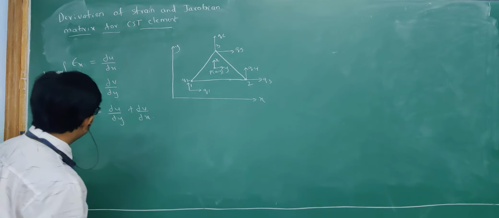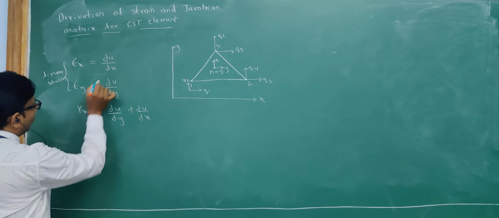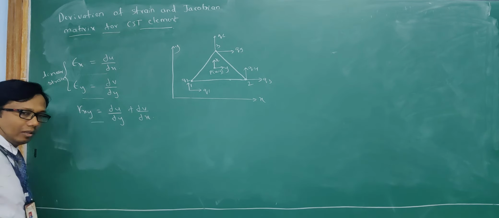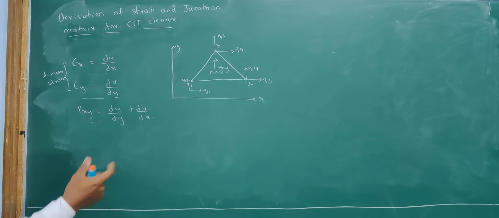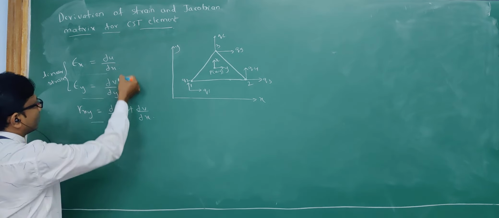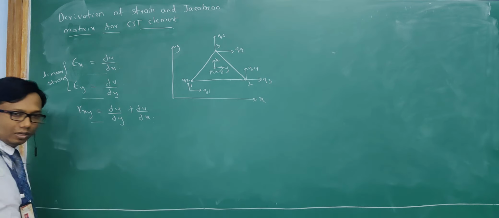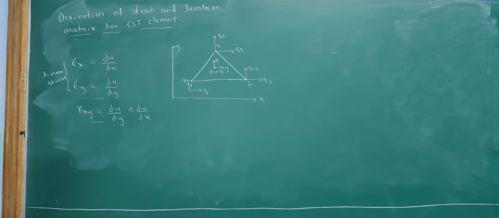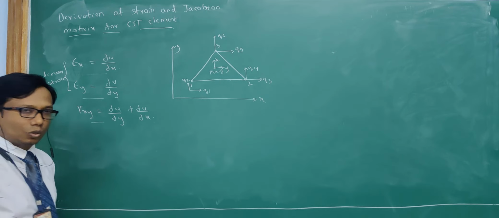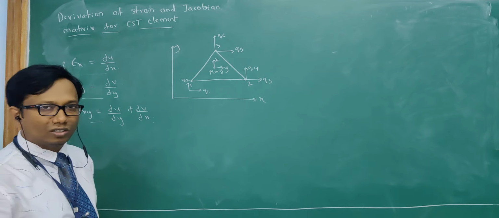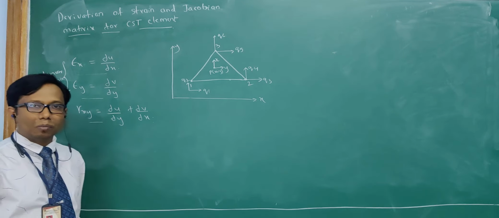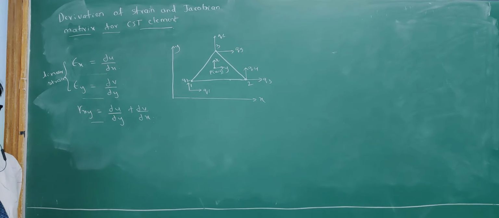In such cases, we need to determine the value of these strains in the form of displacement. So we have dou u by dou x, dou v by dou y, dou u by dou y, and dou v by dou x. We need to find all these values in matrix form, so that we can compute the strain displacement matrix, which can later be used in the stiffness matrix equation.